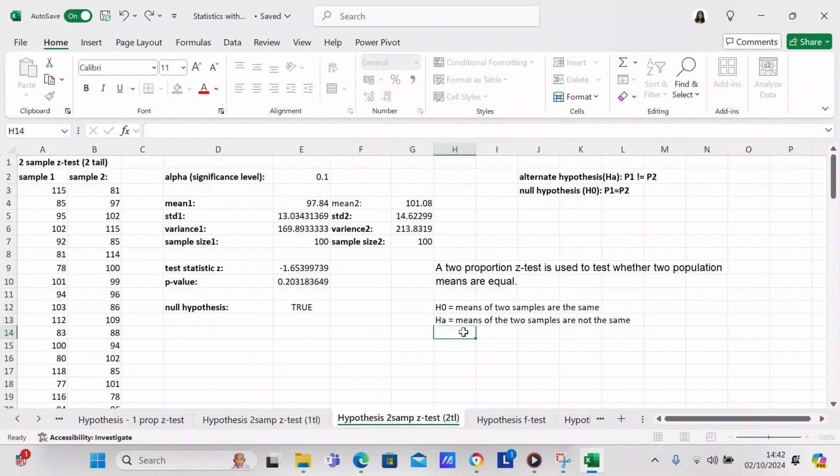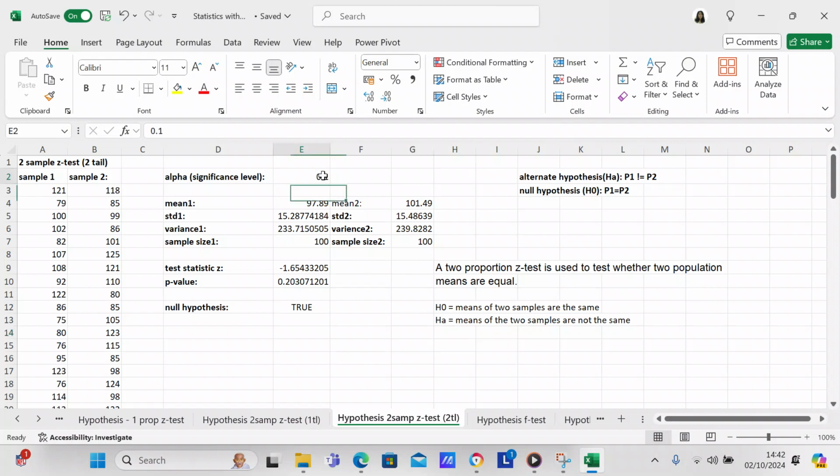Okay, whenever I did all this typing, it caused the random numbers to change. And when the random numbers changed, it went from a false to a true. Now we've got a mean of 97.89 and a mean of 101.49, but we can change the significance level and then see what happens.